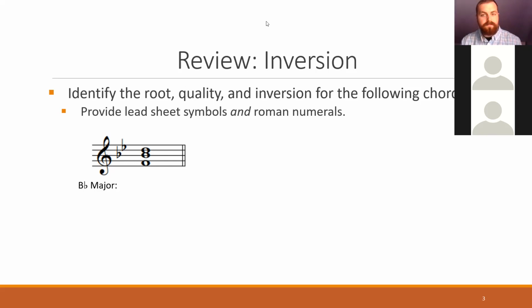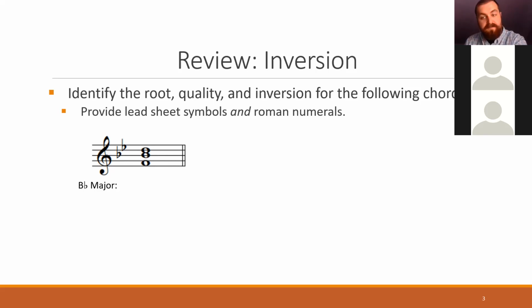Okay, let me talk through this one. So we know our key is B flat major. This is not in snowman form. It's not in root position. Or rather, we don't know if it's in root position. We have to rearrange it to just double check. Okay, well, if we move D down an octave, we still have a space between B flat and F. But if we move F up an octave, oh, we'd get a snowman form where B flat's in the bottom.